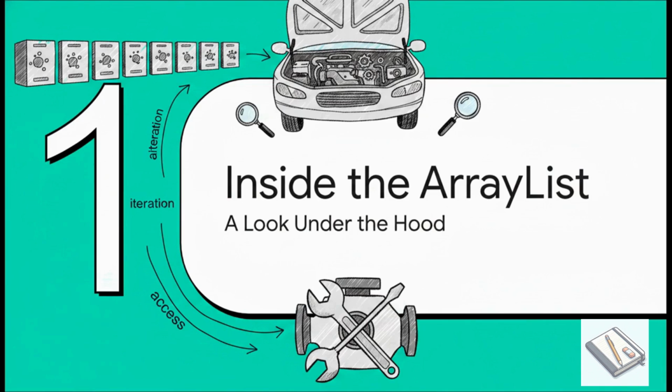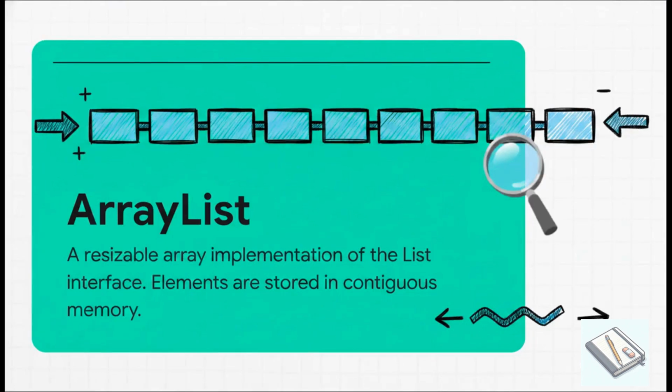First up to the plate is the one most developers grab by default, the ArrayList. You know, at its heart, an ArrayList is pretty much exactly what it sounds like. It's a list that's backed by an array. And this is the key detail. It means all of its elements are stored right next to each other, side by side, in one continuous block of memory. Sure, it's dynamic, it can grow and shrink, but that underlying array structure, that's the secret to everything it does.